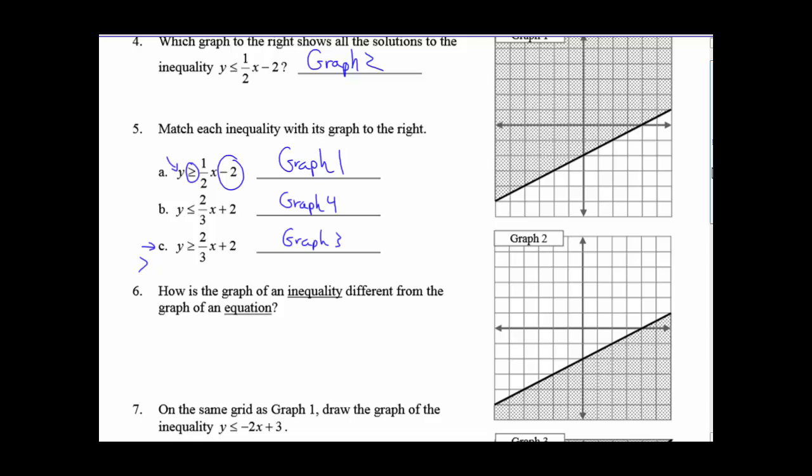6. How is the graph of an inequality different from the graph of an equation? Well, with an equation, really what we've been doing is just a line. With an inequality, if you notice what we've just added, now we're adding shading. If you remember back in chapter 3, we are looking for more values that are solutions. So in our shading, we are looking for all the points that are solutions.